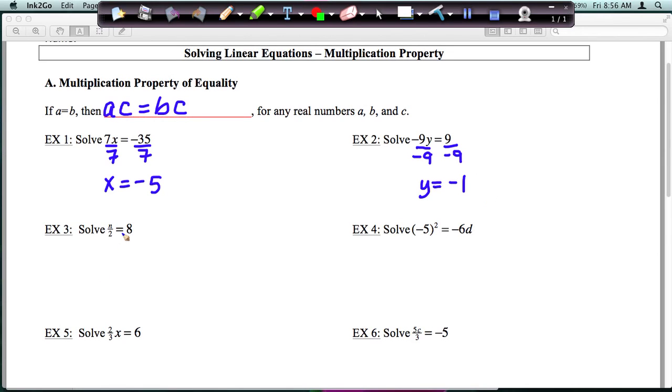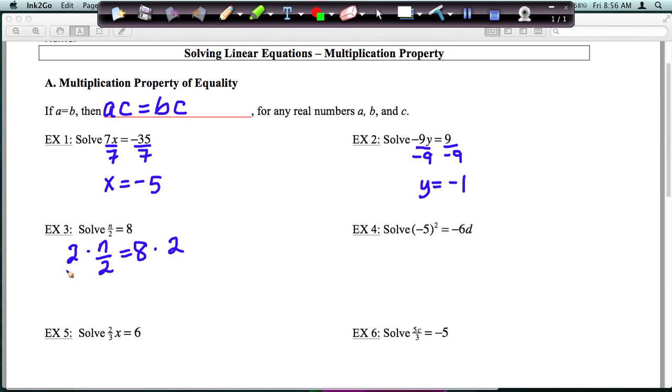Okay, if we go to example 3, we now have a division problem. N divided by 2 equals 8. So I want to get n by itself. The easiest way to get rid of that 2 is to do the opposite operation, which is multiplication. So I'm going to write this down here just to give myself a little bit more room. The opposite of division is multiplication, so I'm going to multiply both sides by 2. Remember, whatever you do to one side, you have to do the other side of the equal sign.